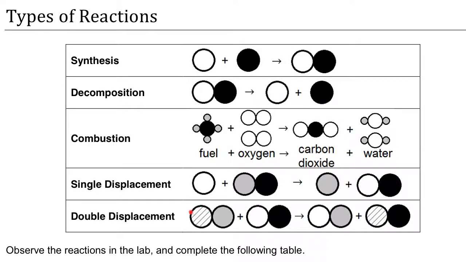Double displacement, these are occurring between 2 ionic compounds. The metal cations switch spots to make your 2 new ionic compounds.